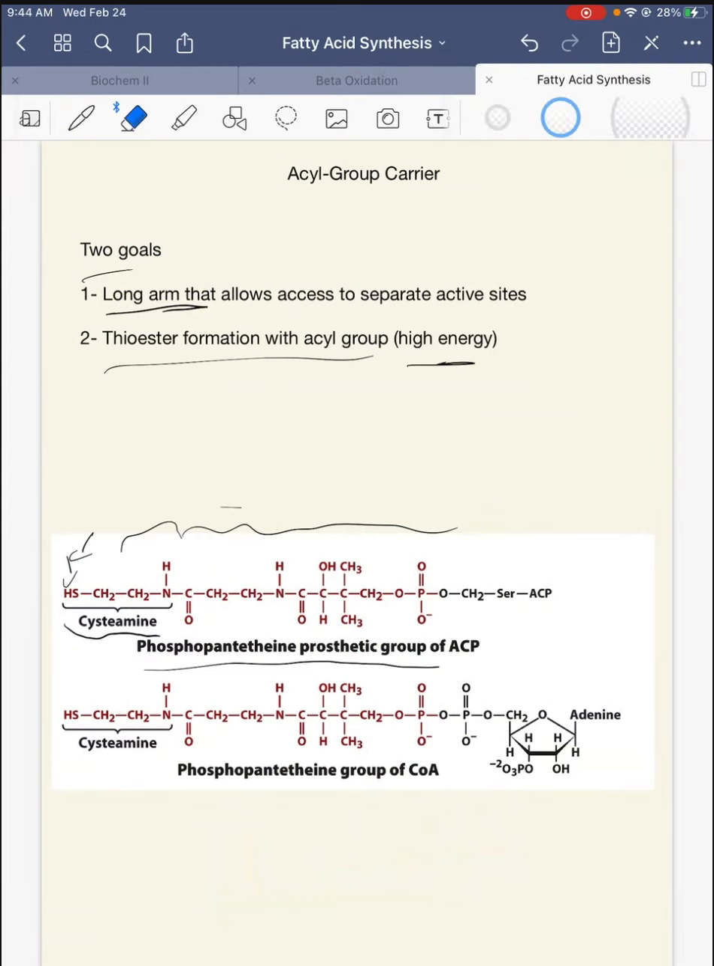But it's a long arm, and it's able to access all the separate active sites in the cell. So it swings back and forth. So this is the ACP, and this is the group that it has, and in that group it has a cysteamine group that's able to form the thioester bond. So it swings back and forth and shuttles things between the different active sites.